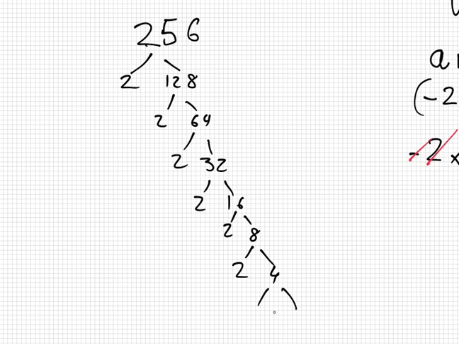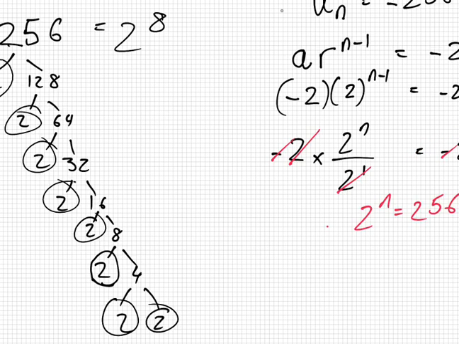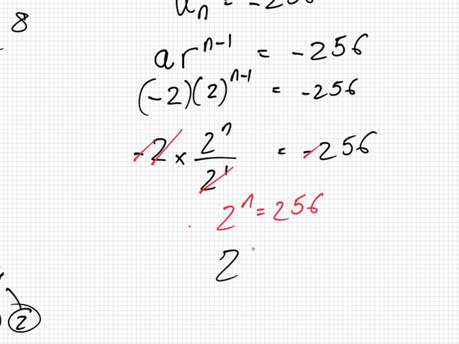2, 4, 2, and 2. How many 2's are there? 1, 2, 3, 4, 5, 6, 7, 8. So this is 2 power 8. So here I say 2 to the n equals 2 power 8. So what does n equal? 8.